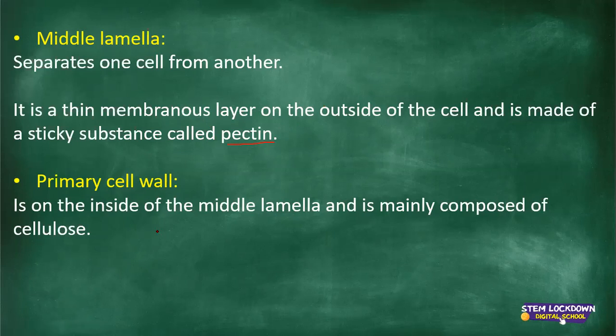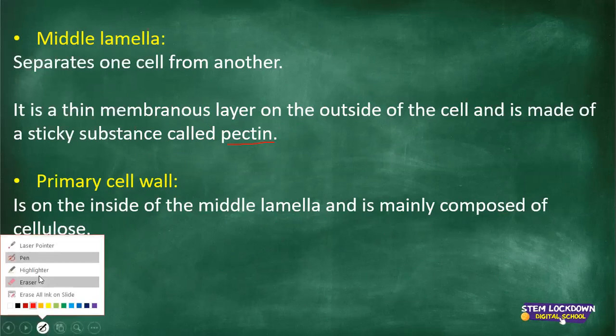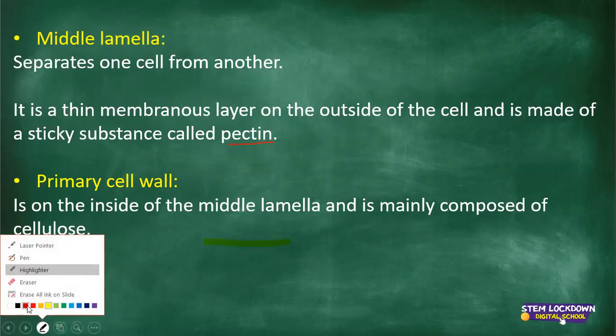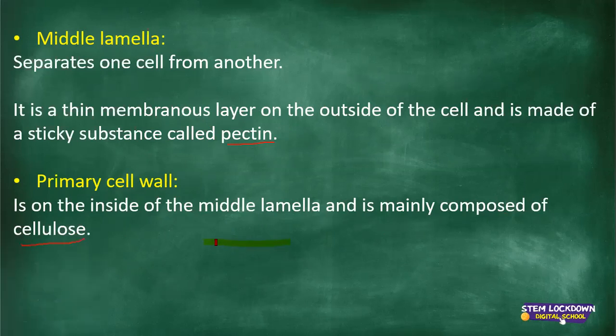Then you have the primary cell wall. This is on the inside of the middle lamella and is mainly comprised of cellulose. So it's on the inside. We said it's 3 layers, right? Let me try and use different colors. Let's see here. Highlighted. Oh, that one is not visible enough. Okay, let me try red. Okay, it's fine. You can see that line.